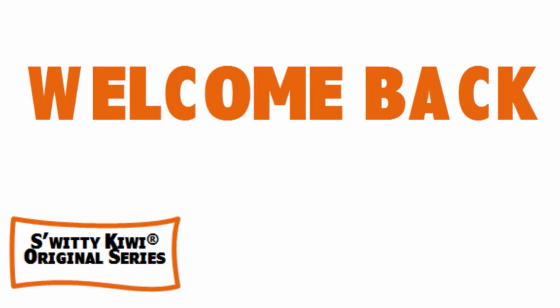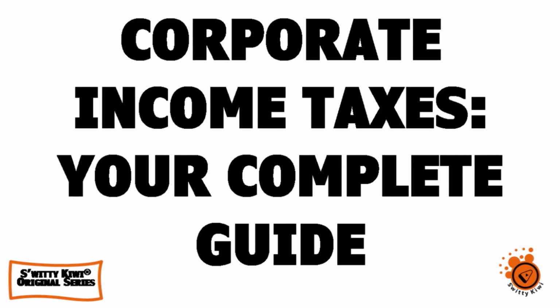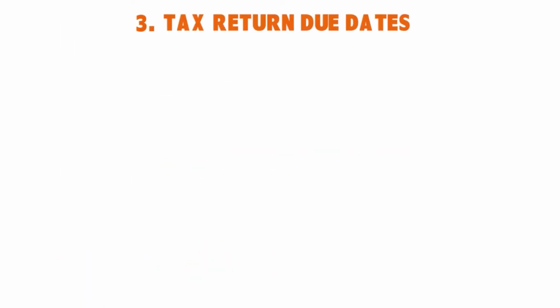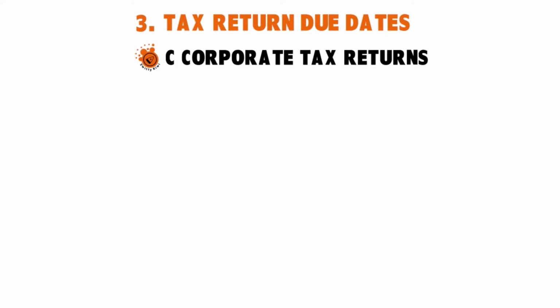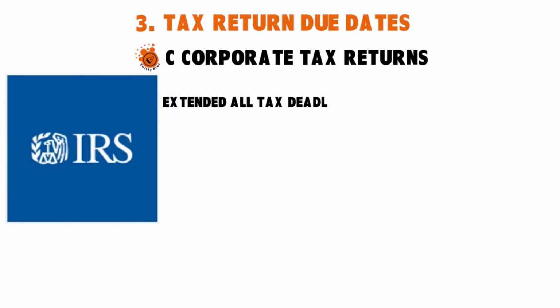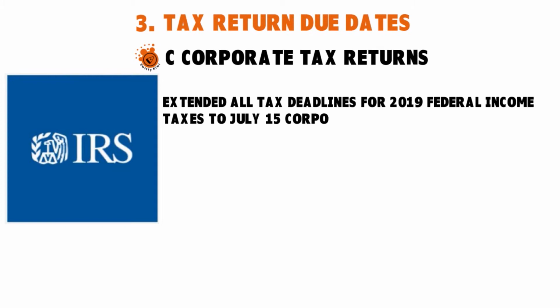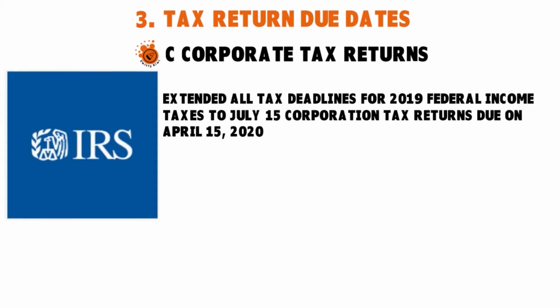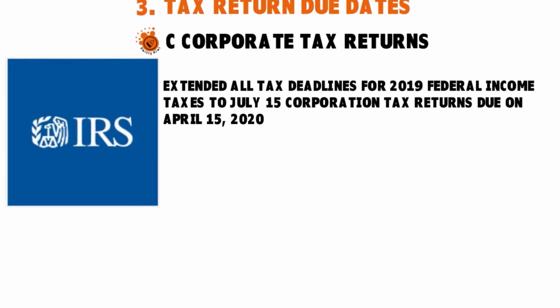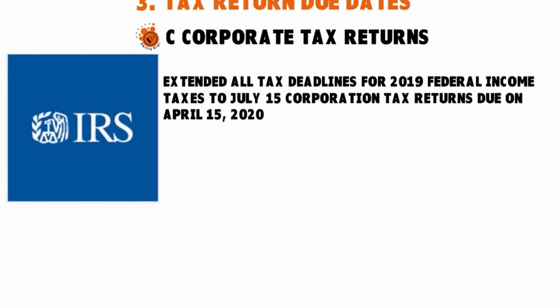I'm still very passionate about the subject, and I'm still talking to you about corporate income taxes. Specifically, we're talking about S corporation and C corporation. Let's talk about tax return due dates. For corporate tax returns, the IRS extended all tax deadlines for 2019 federal income taxes to July 15th, including corporation tax return due on April 15, 2020.